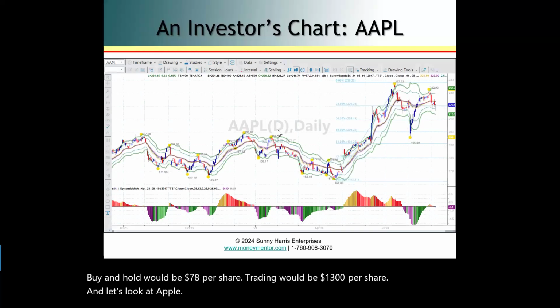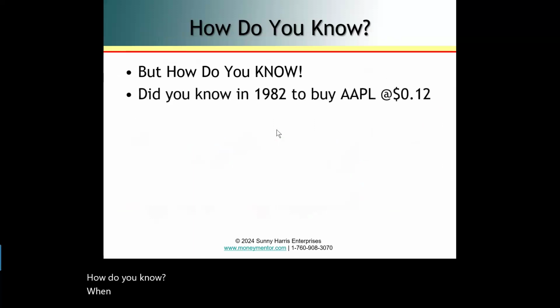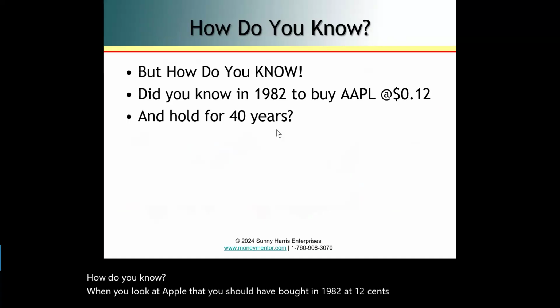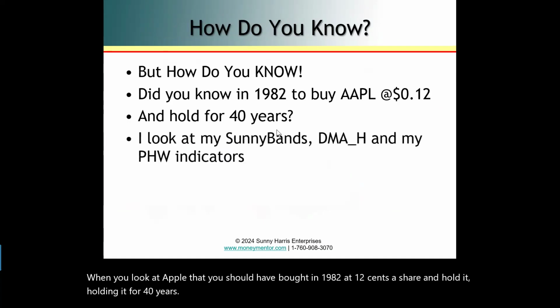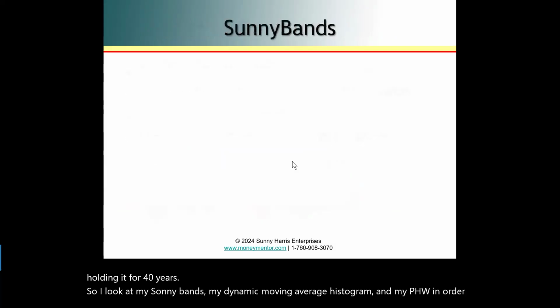So Apple, how do you know when you look at Apple that you should have bought in 1982 at 12 cents a share and holding it for 40 years? So I look at my SunnyBands, my dynamic moving average histogram, and my PHW in order to decide what to trade.